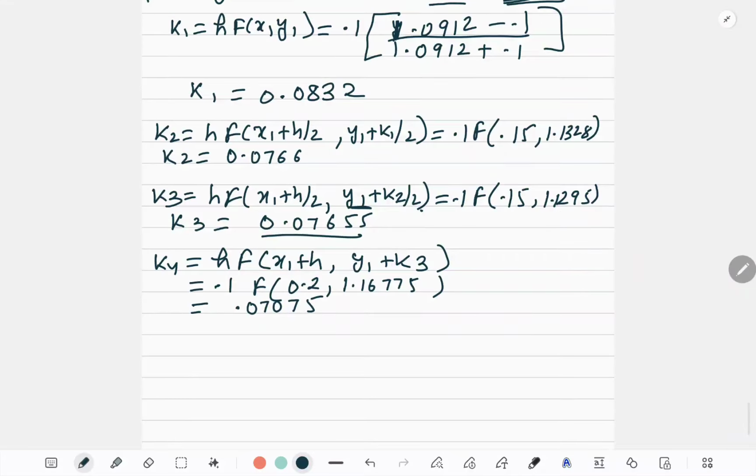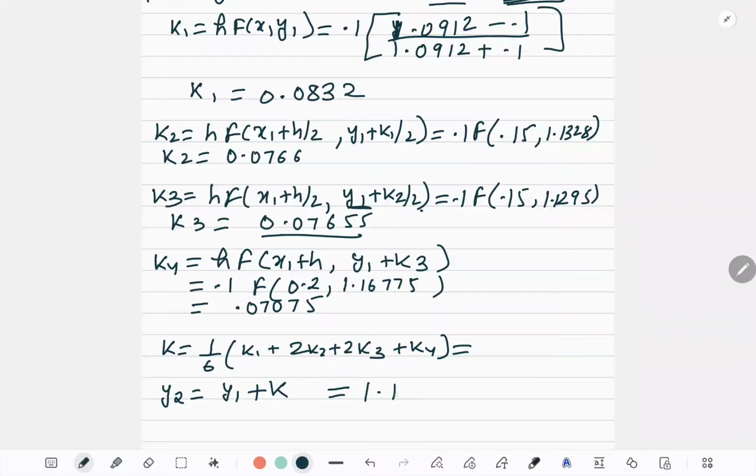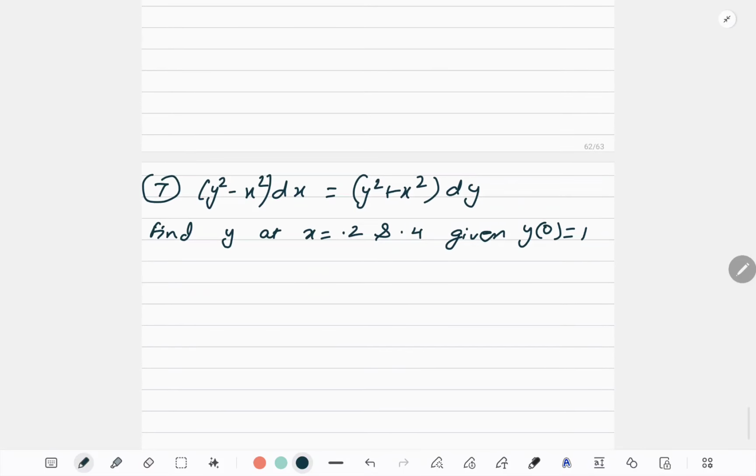0.07075. Now substitute all these values in the formula 1 by 6 times (K1 plus 2K2 plus 2K3 plus K4). This will give you the value, and whatever K value comes, you put Y2 is equal to Y1 plus K. So your final value will be 1.167908, which is the final answer. Okay. If you compare this with the question, same question we have done earlier, but we did it with one stage and took H equal to 0.2. So a similar answer we got. You can scroll up and see.